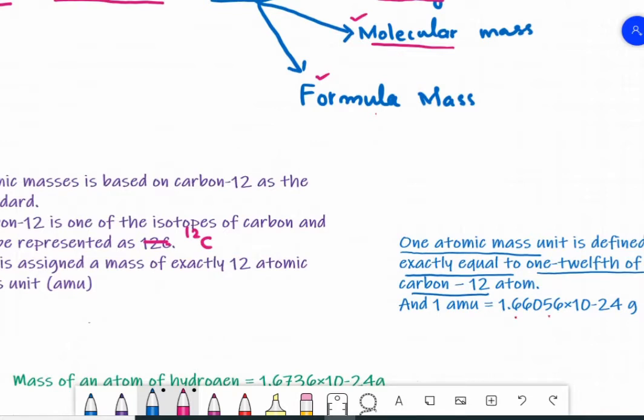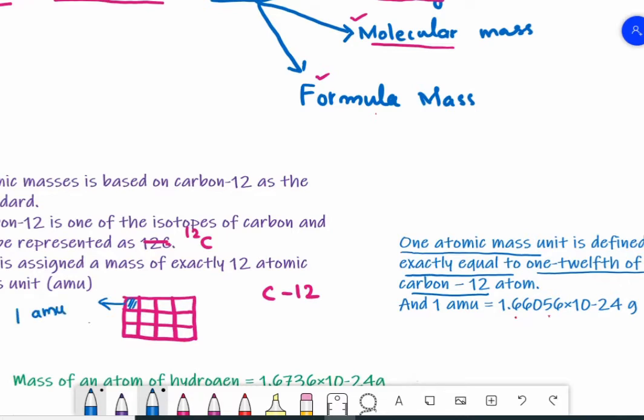For example, consider this as the carbon 12 atom. Okay, this is the carbon 12 atom, and if we cut it into 12 equal parts, because its mass is 12, then the mass of one small portion will be considered as one atomic mass unit. Okay, the carbon 12 atom is cut into 12 equal divisions, and among these 12 equal divisions, one small unit is called one atomic mass unit. AMU means atomic mass unit.